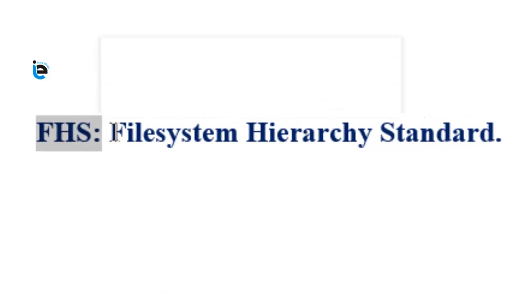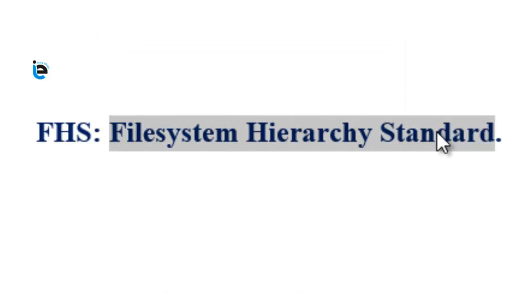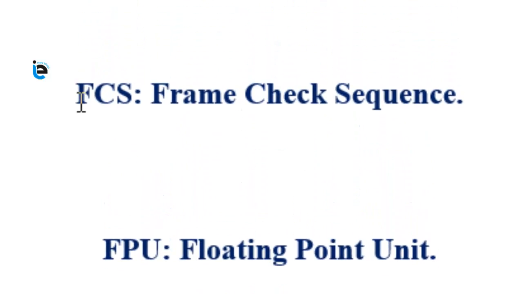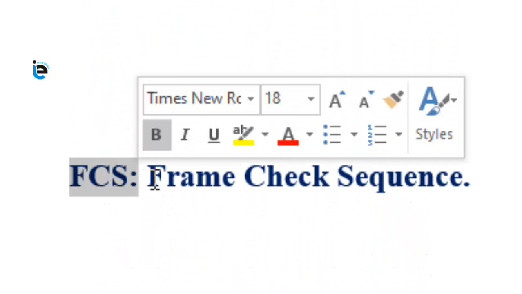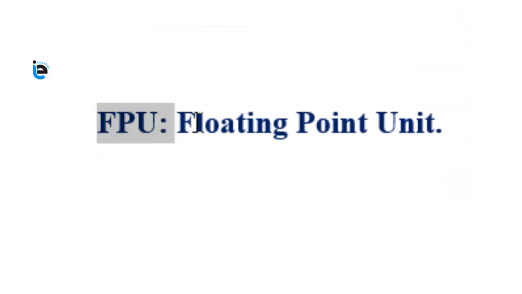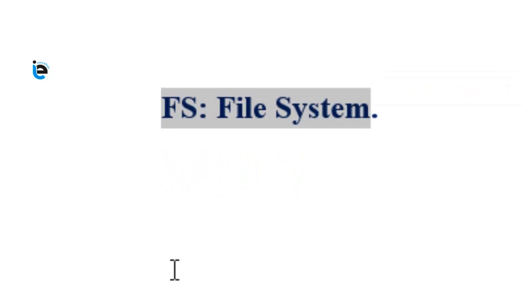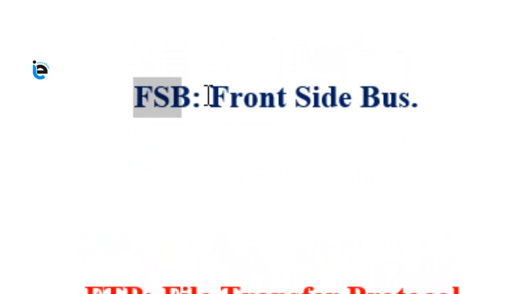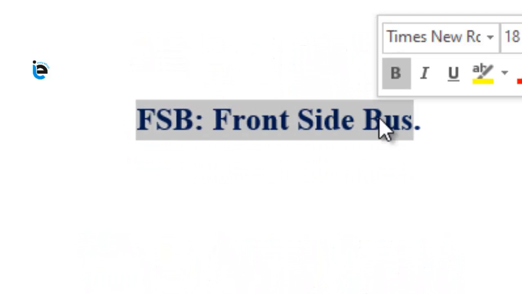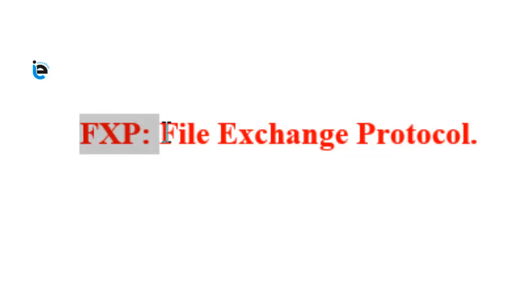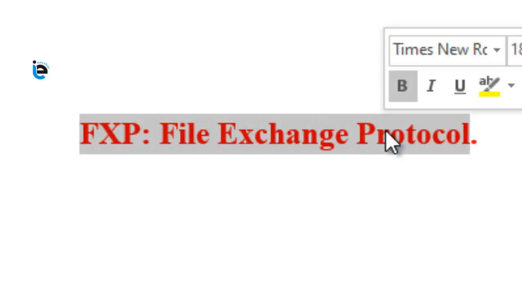FHS stands for File System Hierarchy Standard. FCS stands for Frame Check Sequence. FPU stands for Floating Point Unit. FS stands for File System. FSB stands for Front Side Bus. FTP stands for File Transfer Protocol. FXP stands for File Exchange Protocol.